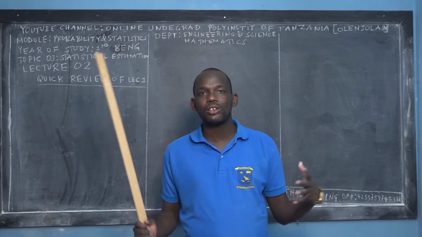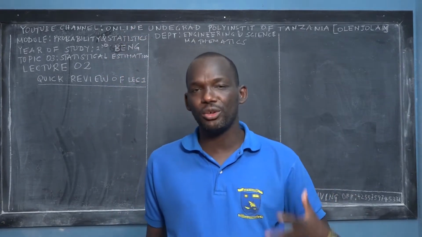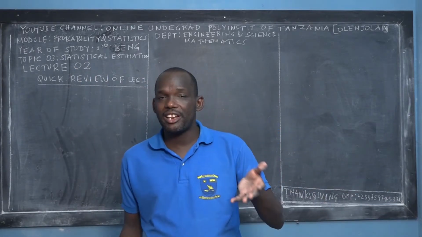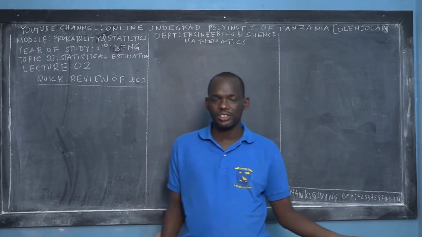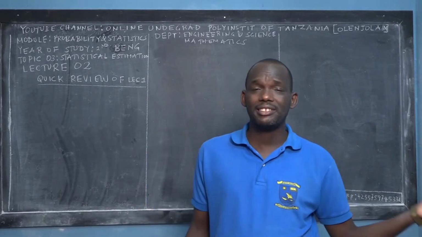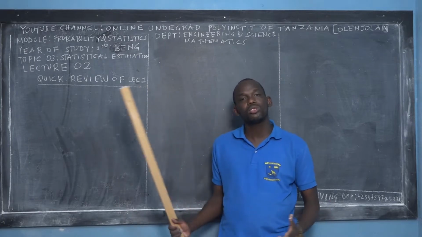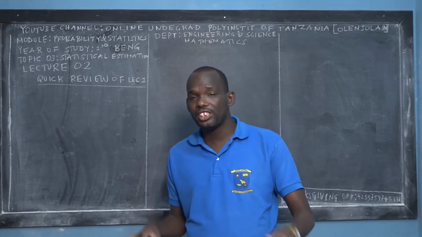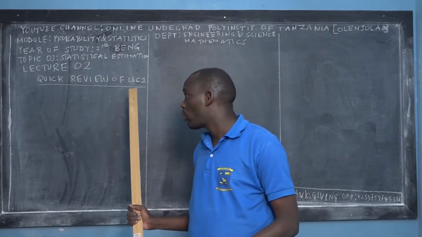Remember that the prerequisites of this module are the contents you covered during your ordinary diploma studies in engineering or science, or during your advanced level studies in science, because regardless of whether you did PCM or PCB or CBG, or even sometimes CBM, you did basic applied mathematics and advanced mathematics. So we need those concepts in learning this material. But not only that, even the statistics and probability you learned during your O-level studies is well referred to when we are learning this module.